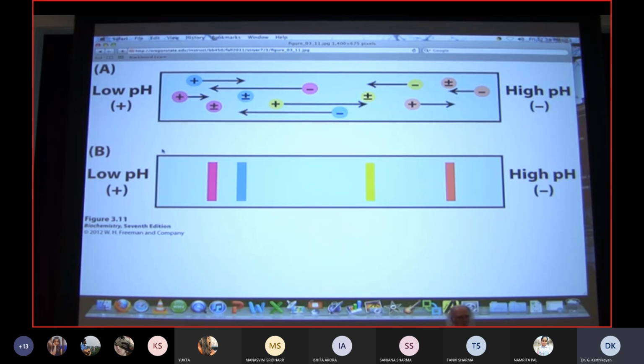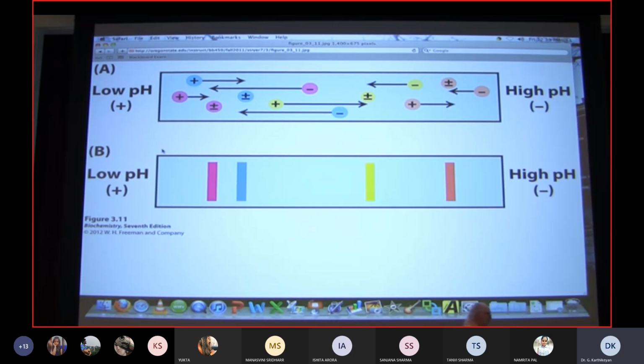That make sense? Right? So what I've just made in this tube is a gradient of charge. A gradient of charge from the most positive at one end to the most negative at the other end with 0 in the middle. Everybody envision that? Okay, so this is called isoelectric focusing.